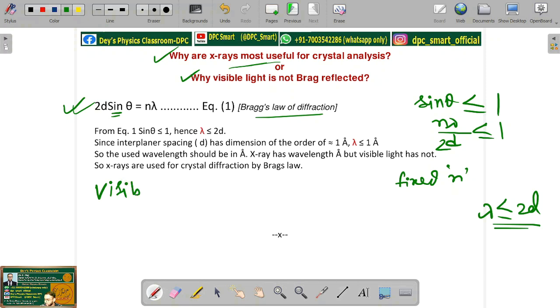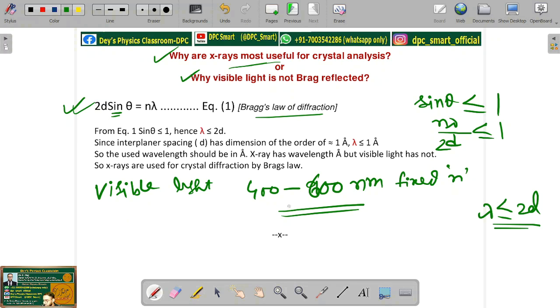So for that reason X-rays can be Bragg reflected, or X-rays are mostly useful for crystalline analysis. For visible light, which is around 400 to 600 nanometer, the wavelength is very much greater than the interplanar spacing, which has an order of angstrom. So visible light cannot be used, or visible light cannot be Bragg reflected. So only X-ray should be used or should be Bragg reflected.